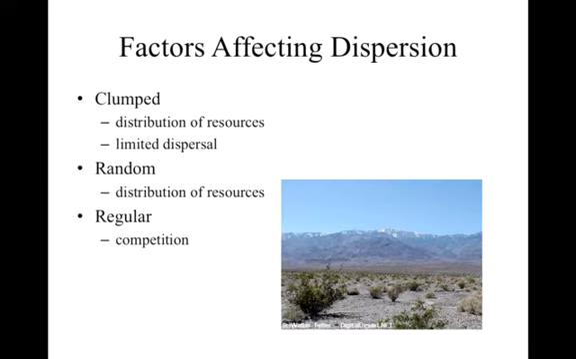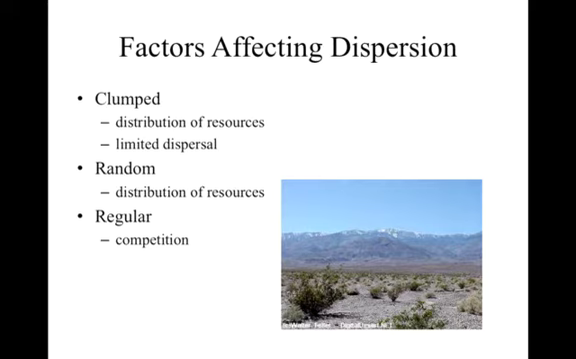So why do you get these different spatial arrangements? Well, typically you get clumped dispersion, either because of distribution of resources. So in that case, the resources themselves might be clumped. I might have a patch of nitrogen-rich soil here, and so the plants grow there, and then it's nitrogen poor right next door, and then there's another clump or another area of nitrogen-rich soil, and the plants grow there.